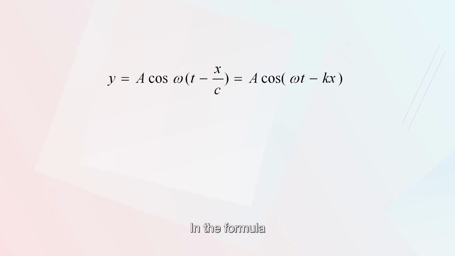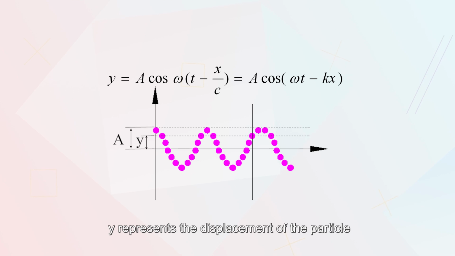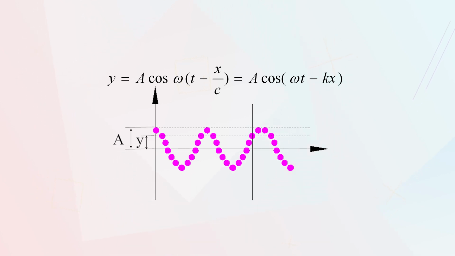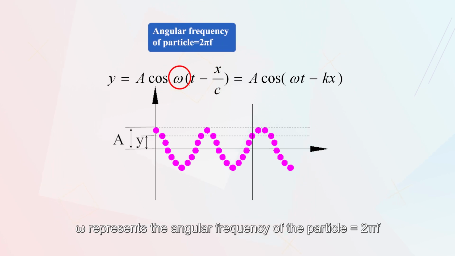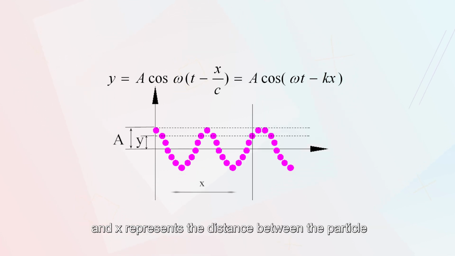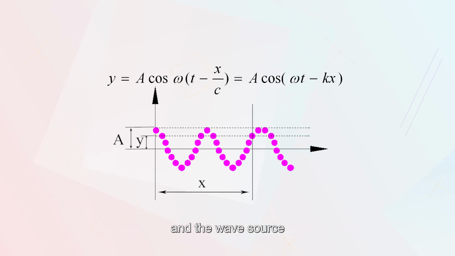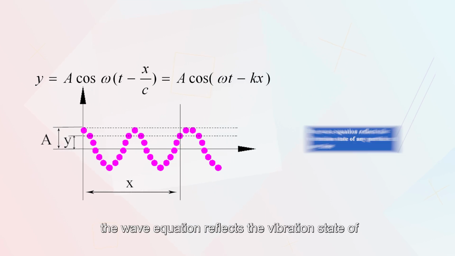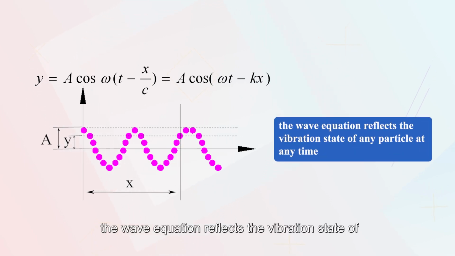In the formula, y represents the displacement of the particle from the equilibrium position. Omega represents the angular frequency of the particle, which is equal to 2πf. And x represents the distance between the particle and the wave source. Therefore, the wave equation reflects the vibration state of any particle at any time, as the picture shows.